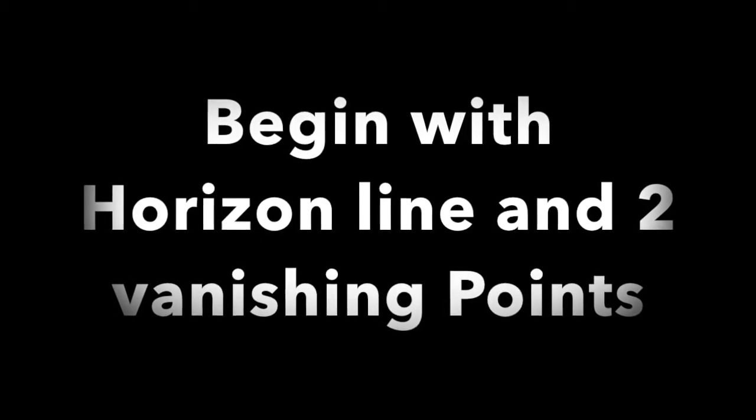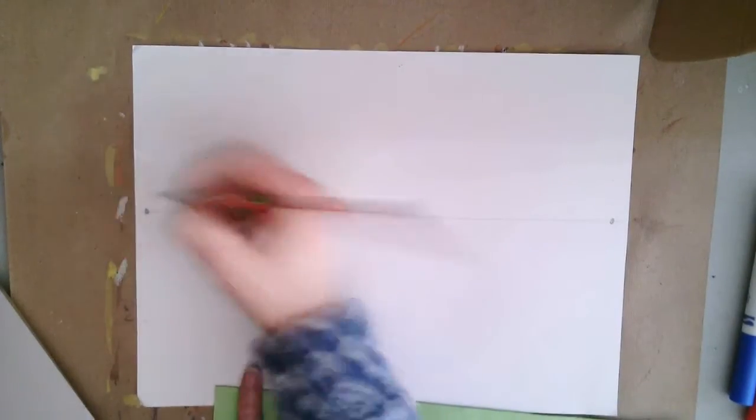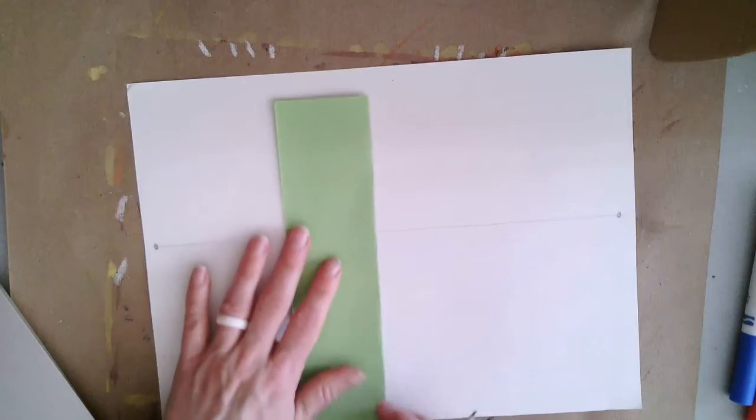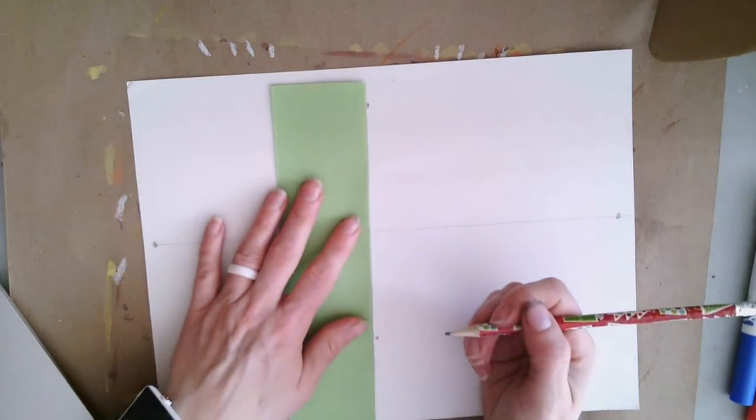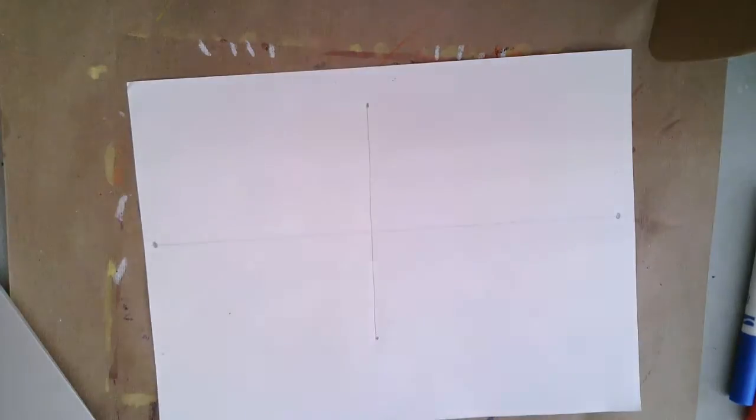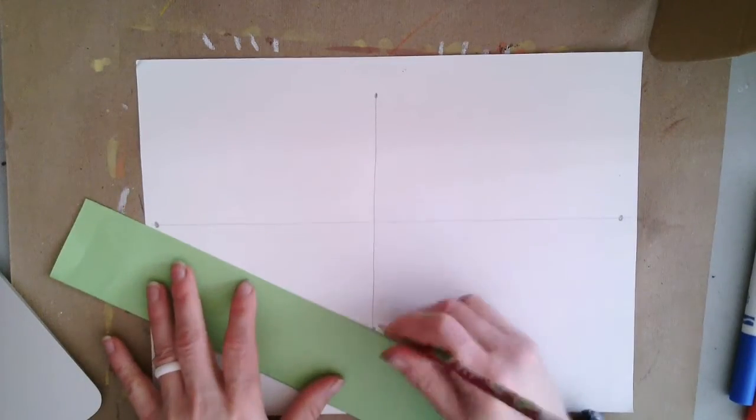Now, let's go ahead and get started on our drawing steps. Begin with your horizon line and 2 vanishing points. Horizon line and vanishing point on one side, vanishing point on the other. Again, a vertical line in the middle of the paper or somewhere towards the middle, vertical line top to bottom.